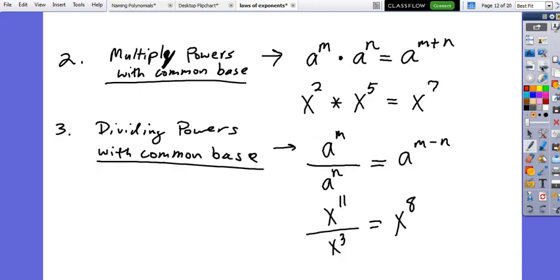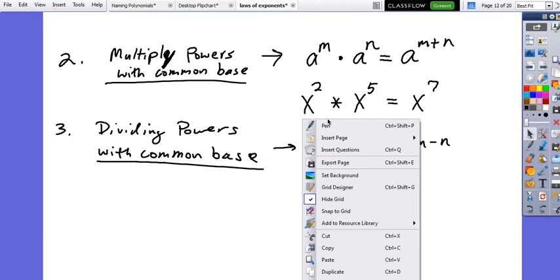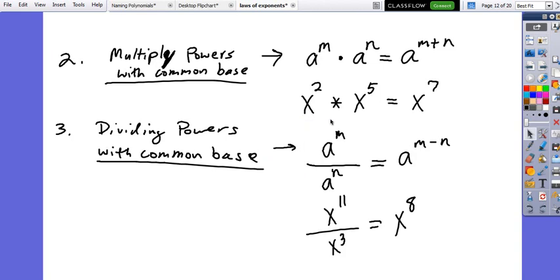Okay, so when we multiply powers with a common base, notice the same base here, a, we're going to add the exponents. So we look at our example. We've got x squared times x to the 5th equals x to the 2 plus 5, which is 7. When we're dividing powers with a common base, we're going to subtract the exponents. Therefore, we would have, for our example, 11 minus 3, which is 8. So x to the 8 is our solution there. And you always do the top minus the bottom. Correct.